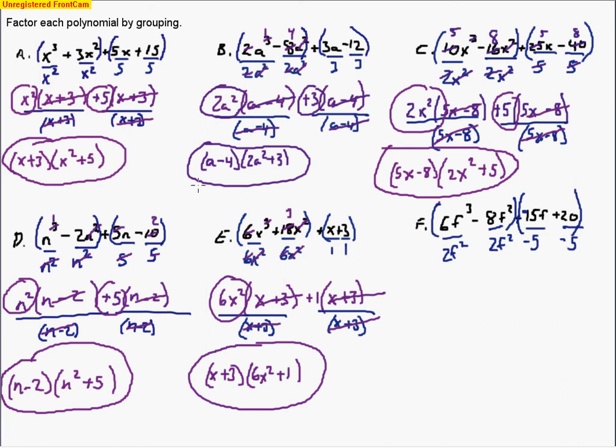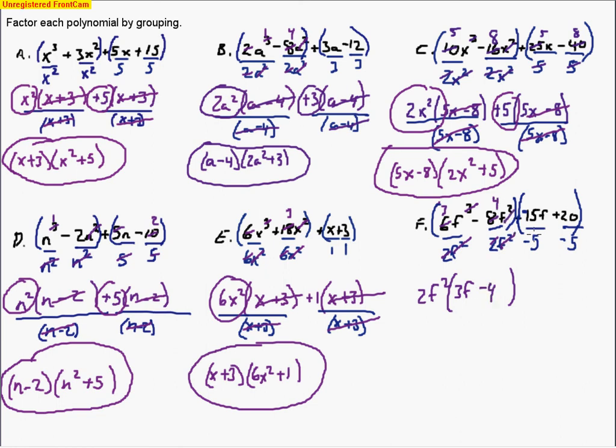Let's go ahead and rewrite what we've got. 2f squared goes on the outside. Do the division. 2 goes into 6 3 times. F squared cancels out, so we're just left with a 3f. And over here, 2 goes into 8 4 times. F squareds cancel out, so we're left with minus 4.